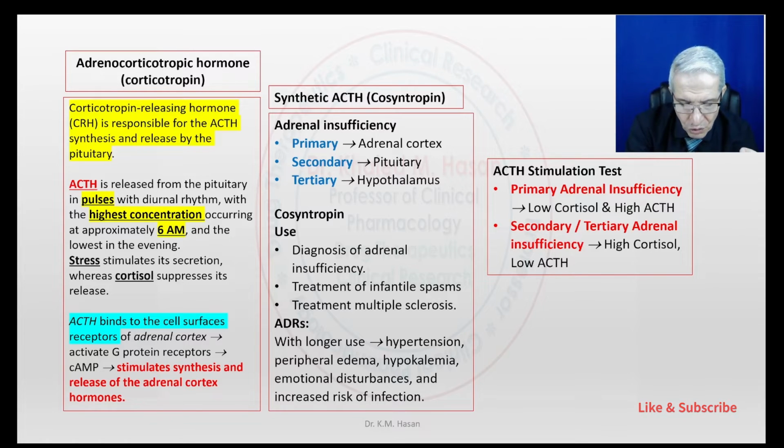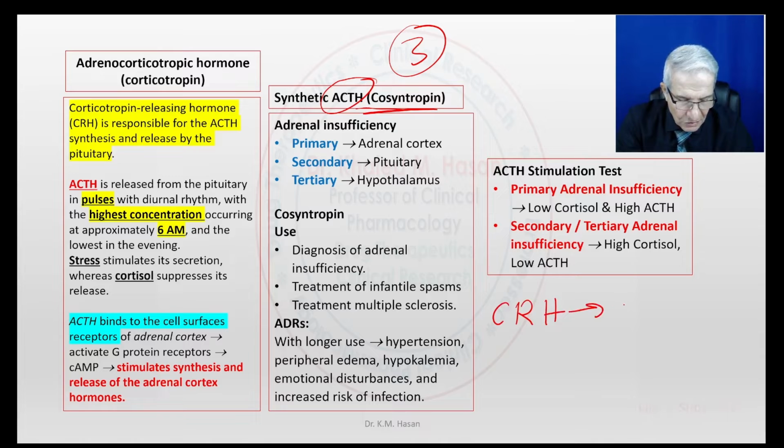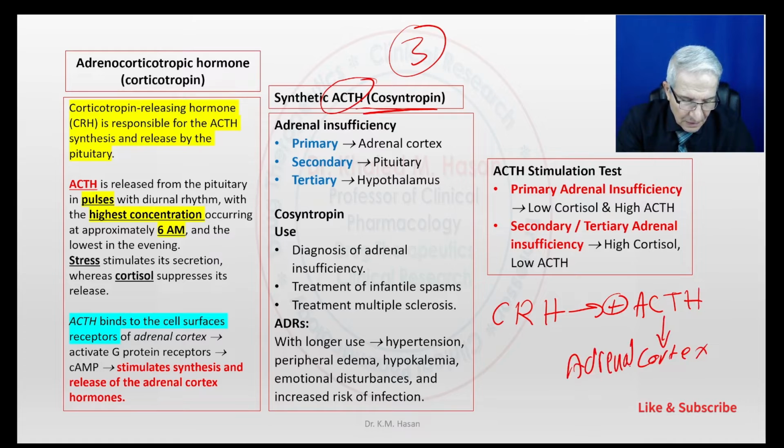The third hormone for us here, for the hypothalamus and pituitary gland, we have the ACTH hormone, and we call this one corticotropin. But before we go there, we need to remember what type of hormone will control this one. We know that CRH will stimulate ACTH, and this will stimulate the adrenal cortex to release cortisol.